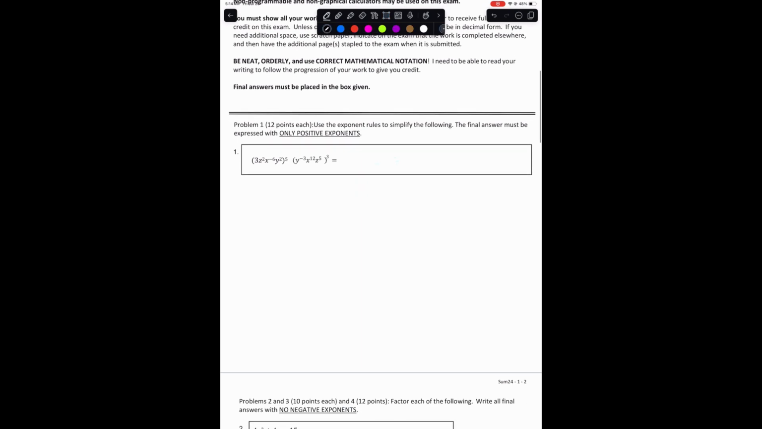So the first question asks us to use exponent rules to simplify the following. We're not solving for anything, we're not just factoring or whatnot, we're just combining stuff together, and we can only use positive exponents. That means if I have a negative exponent, I need to use the negative exponent law to move it to the other side of the fraction bar. So a to the negative x is 1 over a to the x, or if I have 1 over a to the negative x, I get a to the power x.